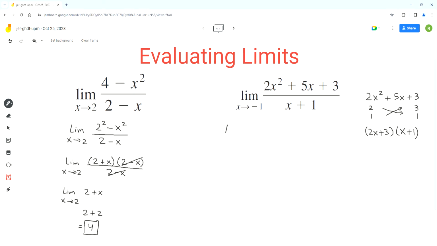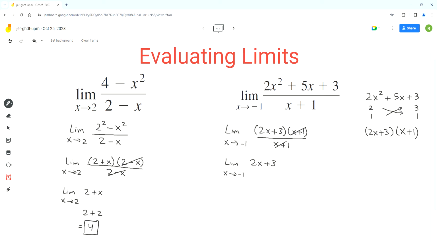So we get limit x approaches -1, and in the numerator we have (2x plus 3) times (x plus 1) over x plus 1. We can cancel out the x plus 1 expressions, and now we are left with just limit x approaches -1 of 2x plus 3.